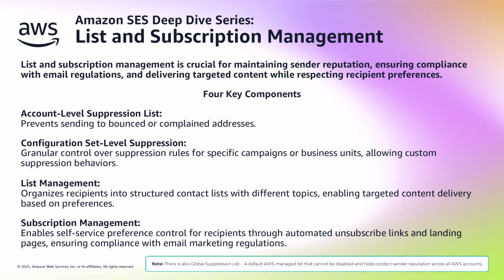Before we dive into the labs, let me explain the key suppression and contact management capabilities we'll be working with. Amazon SES provides suppression lists to prevent sending emails to addresses that have previously bounced or generated complaints. You can manage these at the account level, which applies across your entire AWS account, or at the configuration set level for more granular control over specific campaigns or business units.